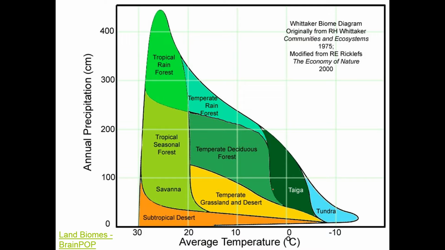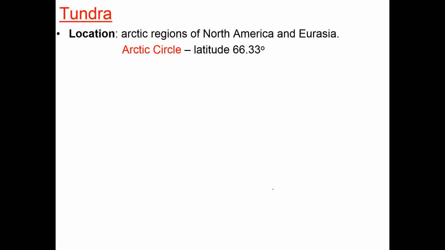Let's go into details. What are the six general types we're going to look at? Well, first, let's start with tundra. Tundra is important because it is something that exists within Canada. It's usually in the Arctic regions of North America and Eurasia, so northern Siberia. It's within the Arctic Circle.